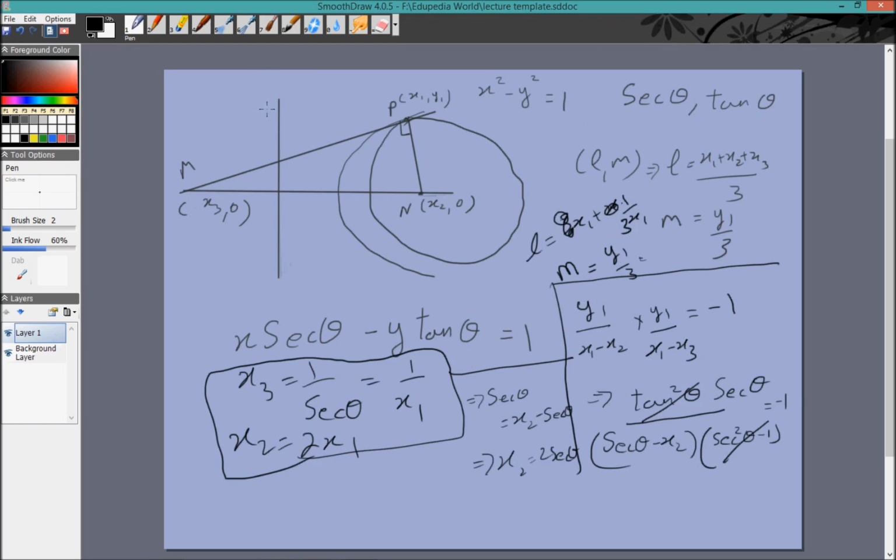The first option asks us what is dL by dx1. dL by dx1 is 1 minus 3 by x1 squared. Right. So this gives me the first option to be correct.